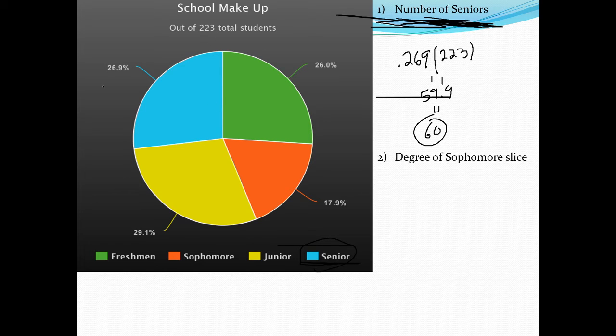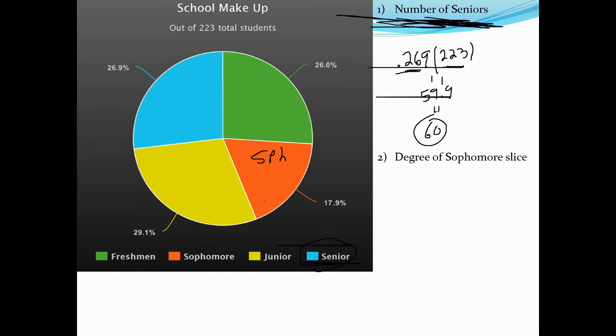How do I know? Well, again, I just took my percent, I changed it to a decimal, and then I multiplied it by the total number of students that was surveyed or asked. And I do the same thing for the sophomores. So what degree of the pie chart is the sophomore slice? The sophomore is the red section. This is the sophomore.